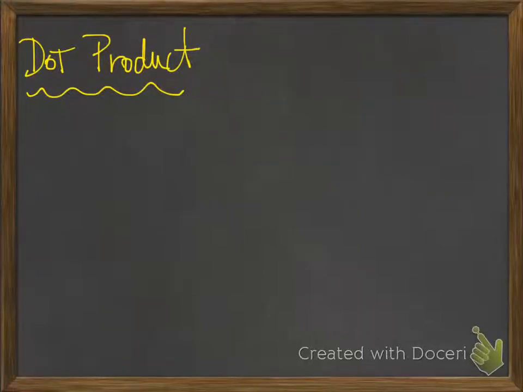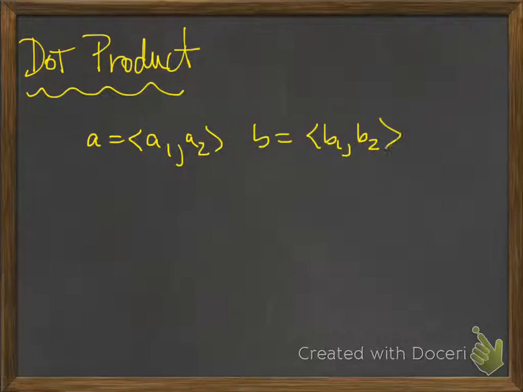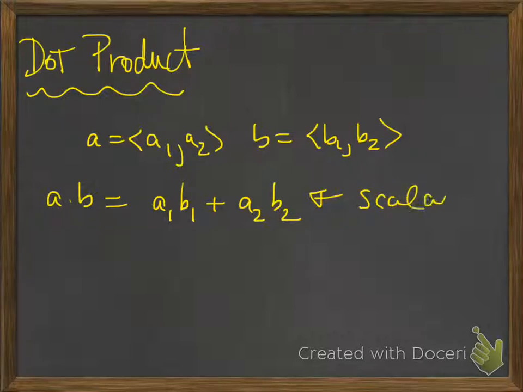Okay, let's review what you should have read about the dot product. Given two vectors, and for the sake of ease we're going to restrict ourselves right now to 2 dimensions, A will be equal to A1, A2, and B will be equal to B1, B2. We defined the dot product between two vectors to be the sum of the product of their components. So it will give us a scalar, A1 times B1 plus A2 times B2. That is not a vector, it produces a scalar.